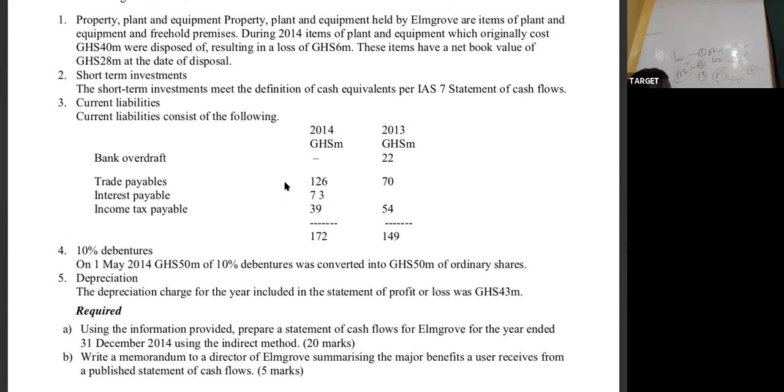Note number 3, current liabilities. The current liabilities consist of the following. Bank overdrafts. Bank overdraft should form part of cash and cash equivalent. Trade payable will go to changes in working capital. Interest payable, where will it go? Use that one to calculate the interest paid. Income tax payable, tax paid in that order.